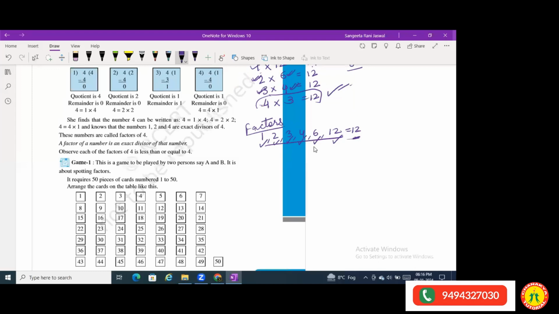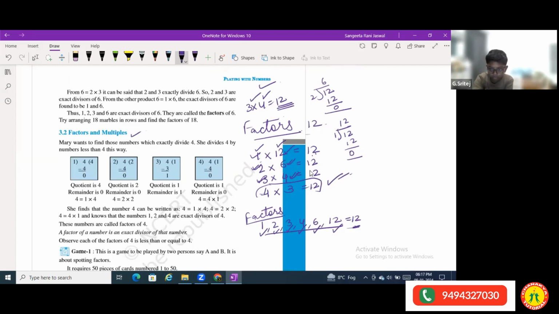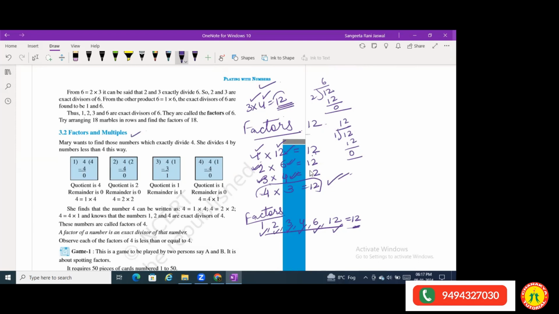Now, giving you an introduction to multiples also, although you must have learned this in your junior class also. If I take 3 into 4, I know 3 into 4 is 12. 3 is a factor of 12, 4 is a factor of 12. Now, what is this 12? I multiply, and the product of two numbers gives me 12. 12 is a multiple of 3. Yes, the number that I am getting as a product is called a multiple.